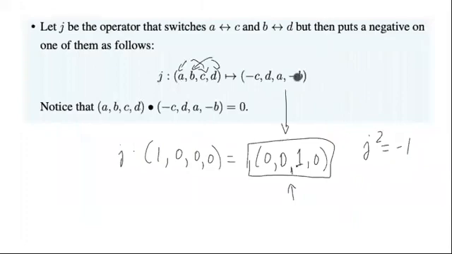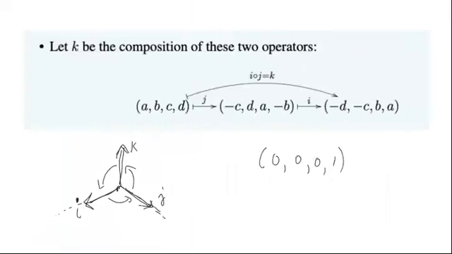Okay. Let's get the other coordinate. We define another operator, j, which interchanges things in this way, negates, and we end up getting the next coordinate. And again, j squared is equal to -1. Do the same thing again for k. And we'll just let k be do one operator after another in the following way.